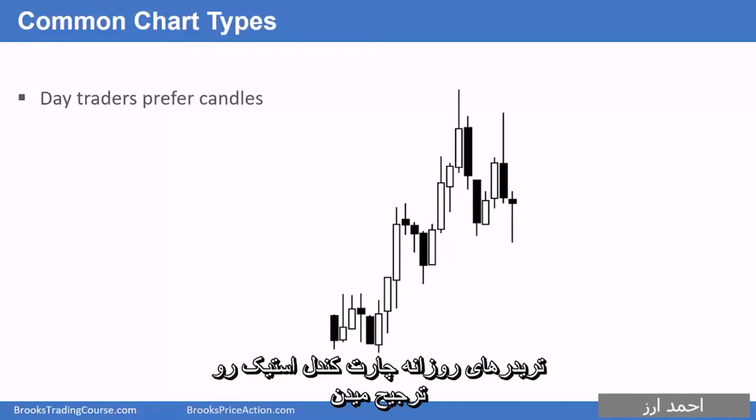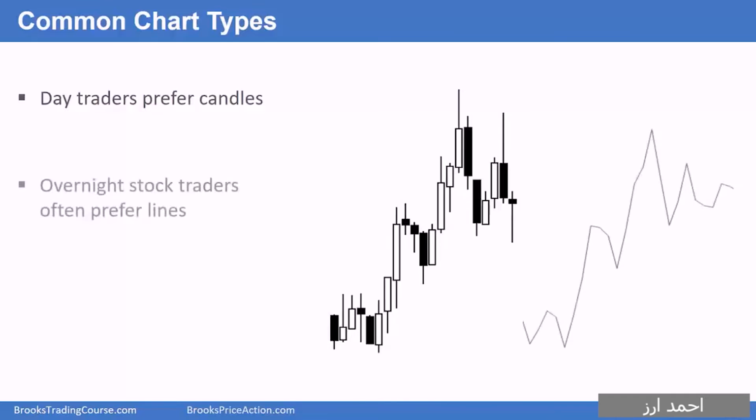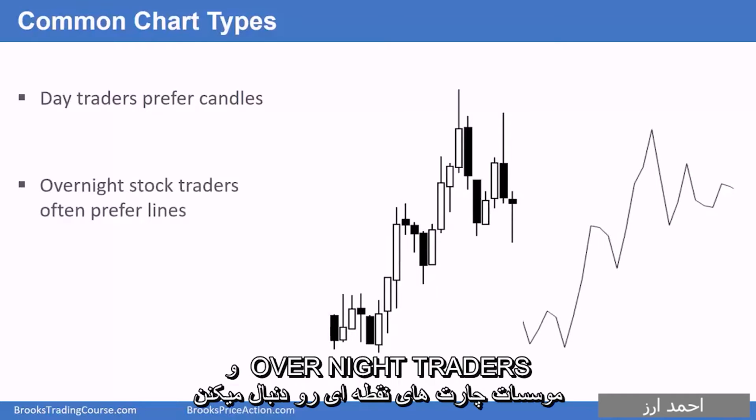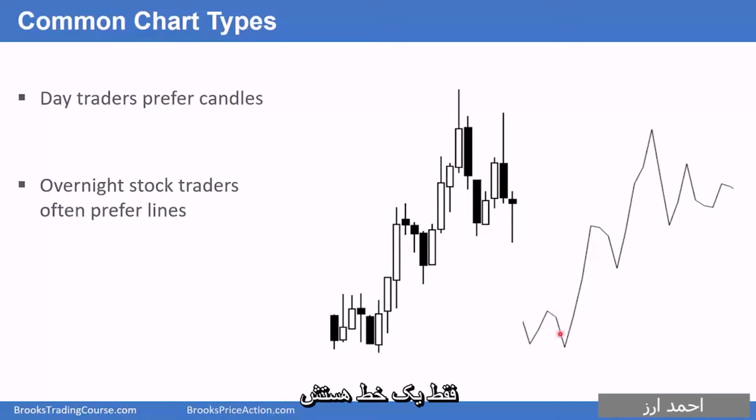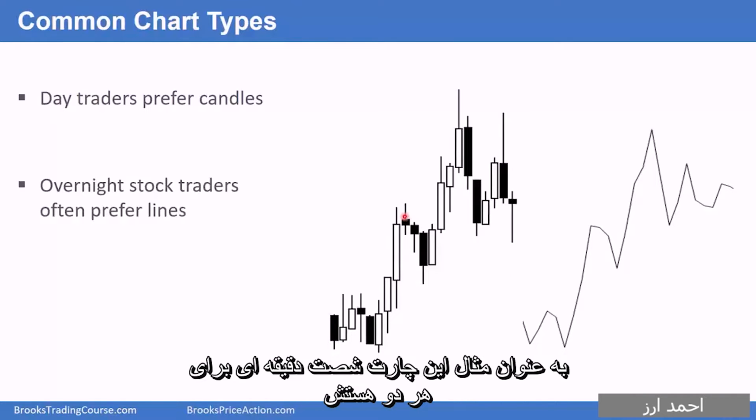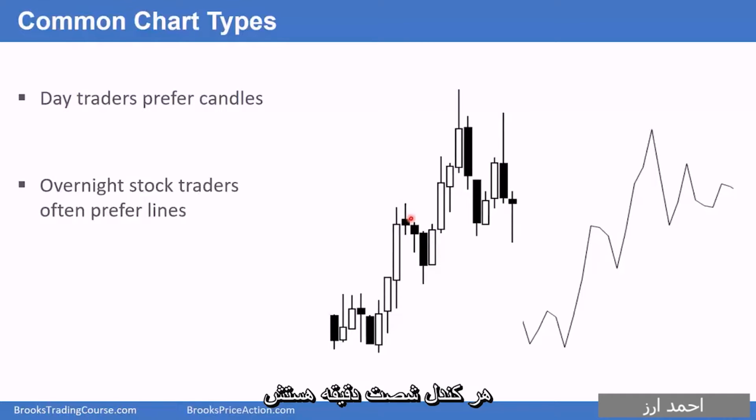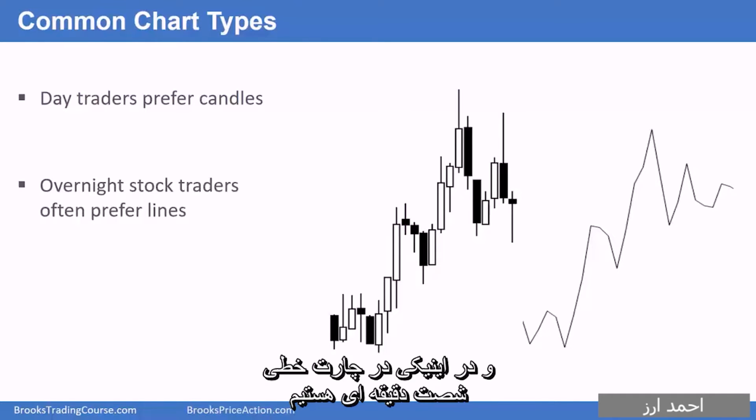Day traders in general prefer candlestick charts like this. Overnight traders, institutional traders, they usually prefer line charts, which is just a line like this. You can see the overall shape of this is similar to the candlestick chart. So for example, if this is a 60-minute candlestick chart and each bar is 60 minutes, another bar, 60 minutes, 60 minutes. And this is a 60-minute line chart.